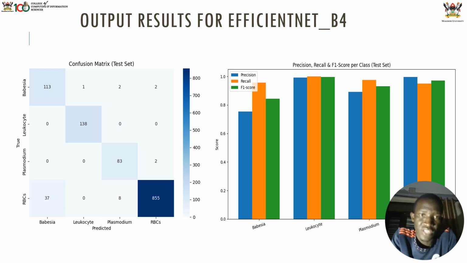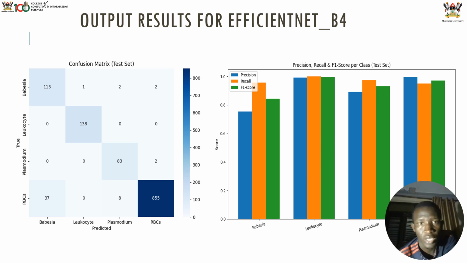Then also Plasmodia is well detected with only minor confusion with the red blood cells. As you can see for Plasmodium, we have two of them confused with the red blood cells. And thus, coming to our overall prediction on the diagonal, indicating our model has high accuracy and reliability.